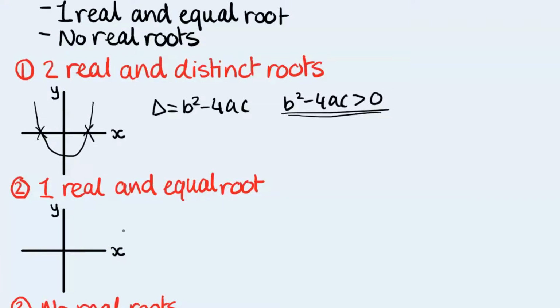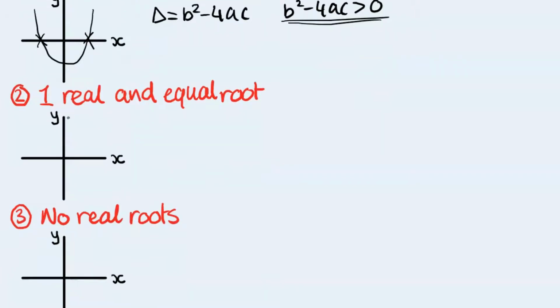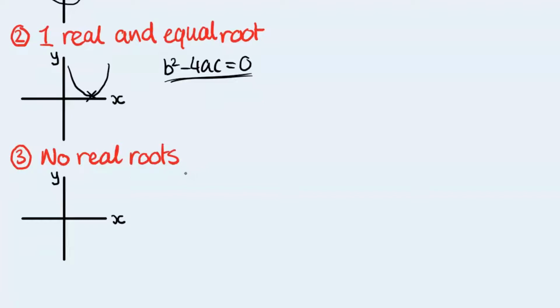Now, if we go down to the second one, what we have is one real and equal root. So what does that look like? That's where the parabola touches the x-axis just like this, okay? For that to happen, the discriminant, b squared minus 4ac, has to be equal to 0, okay? So that's what you're looking for. When you get the discriminant equal to 0, that's when you know the quadratic has one real and equal root. And the last scenario that we have is no real roots.